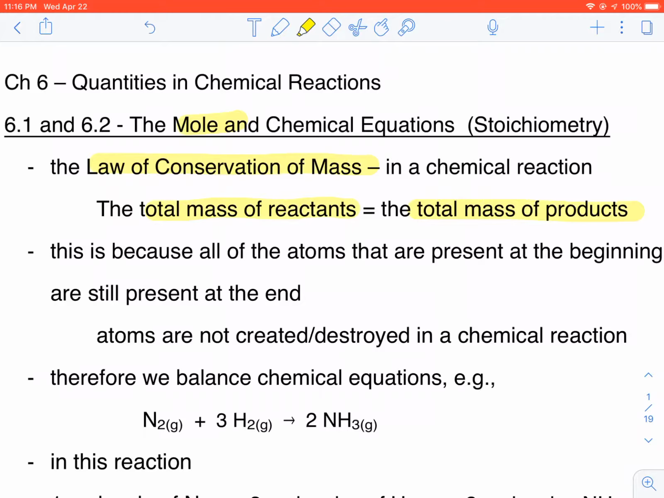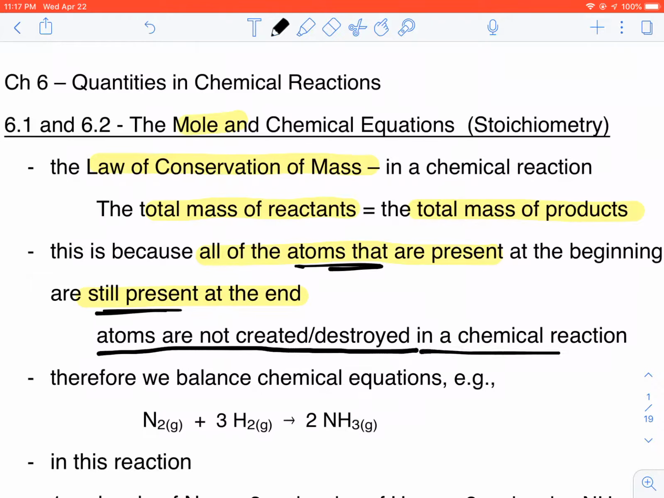And the reason why that law works is because I know that all of the atoms that were present at the beginning are still present there at the end. And because it's the atoms that have mass, then the atoms that are still present will basically contain the same amount of mass. And the reason why the atoms that were there at the beginning are still there at the end is because we cannot create or destroy atoms in a chemical reaction. So if they were there at the beginning, they have to be there at the end.